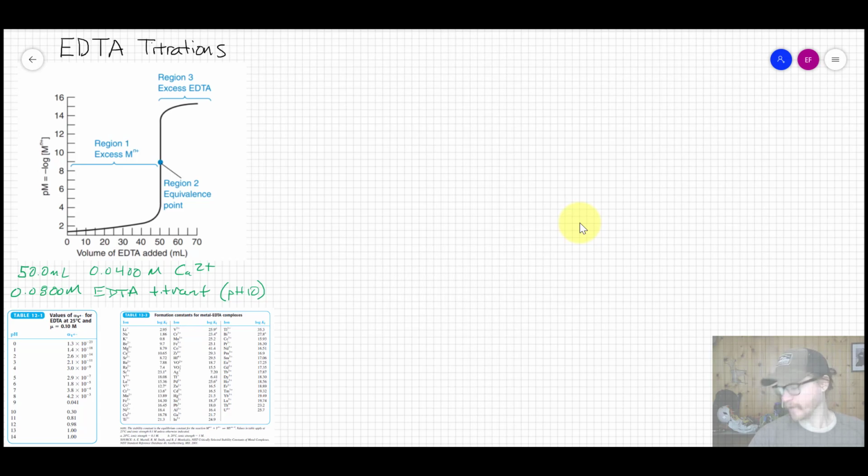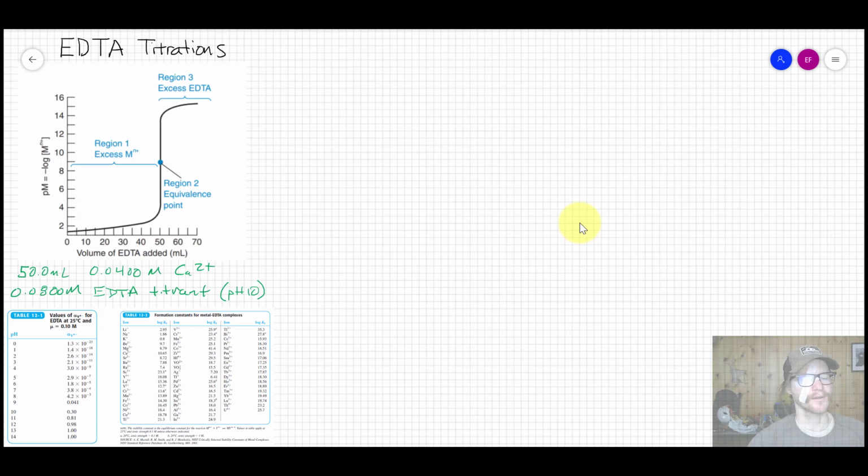Okay, so now that we understand the basics of complexation with EDTA and metal ions in solution, we can use that knowledge to understand and predict how one would go about computing different concentrations of metal ions at different points in an EDTA titration curve. And so as I mentioned before, EDTA titrations are super common.